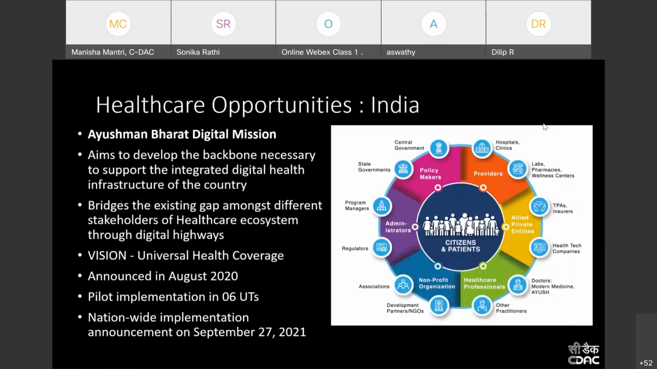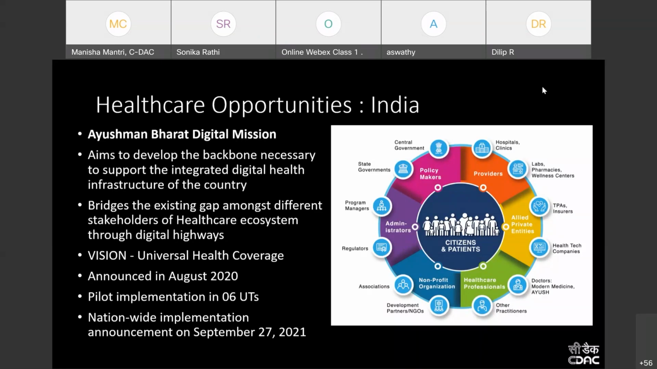And when we specifically start talking about India, I would like to introduce to all the participants that we have the Ayushman Bharat Digital Mission, launched in August 2020, on our Independence Day, when our Prime Minister launched the scheme, where the aim is to develop a complete backbone which is necessary to support integrated digital health infrastructure in the country. So you have multiple building blocks of healthcare, including your healthcare professional registries, your facility registries, the patient registries, everything in place, a building block which will allow different hospitals to share data between each other.